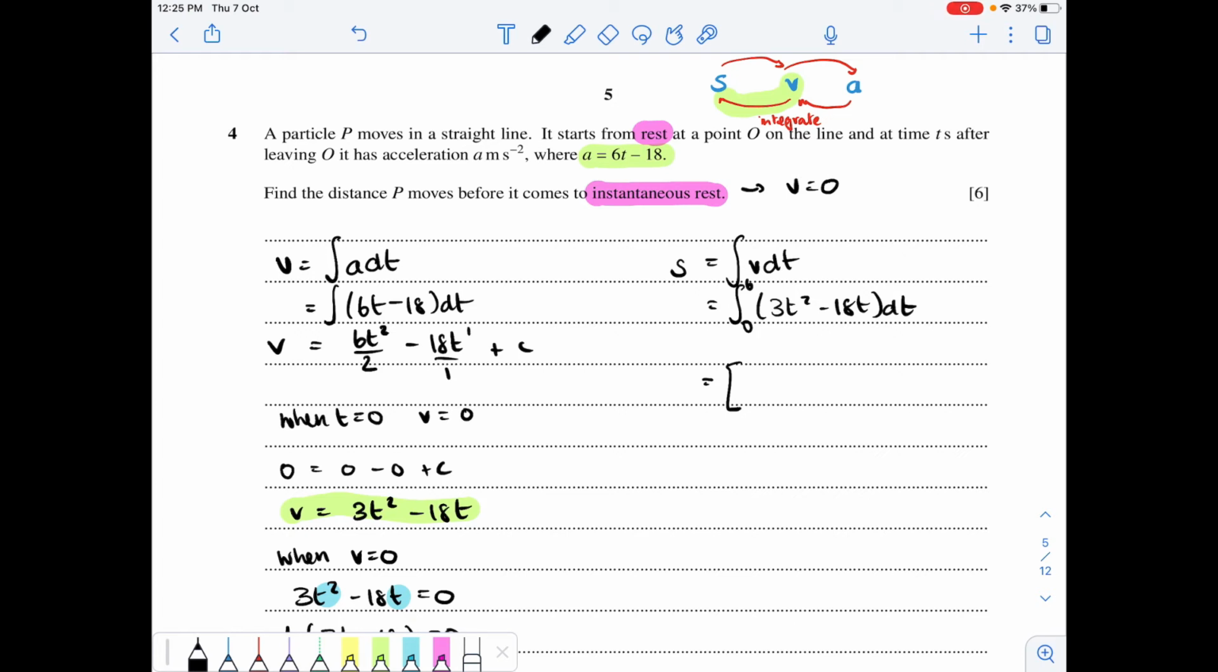So 3t squared, we're going to raise the power by 1 to power 3, and divide by the new power. We're going to take minus 18t, and we can add the power, so power 2, and divide by the new power. And we would like this between 0 and 6 seconds. Okay, so we can just tidy up a little bit. You can see we're going to get t cubed minus 9t squared.